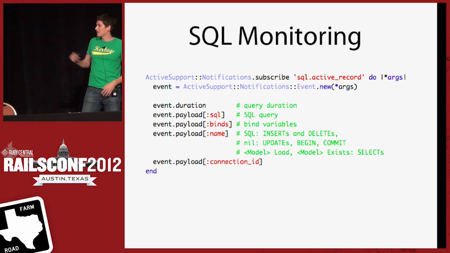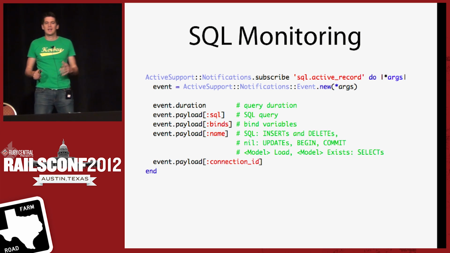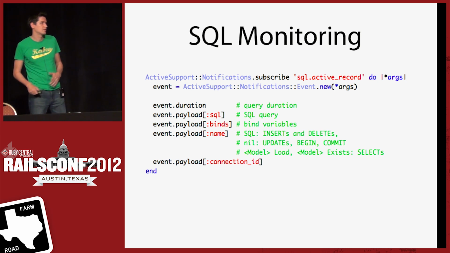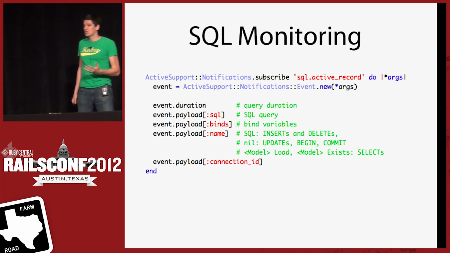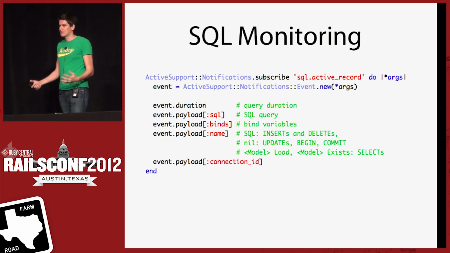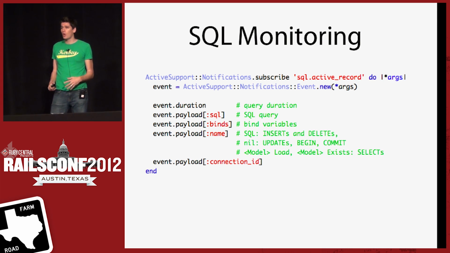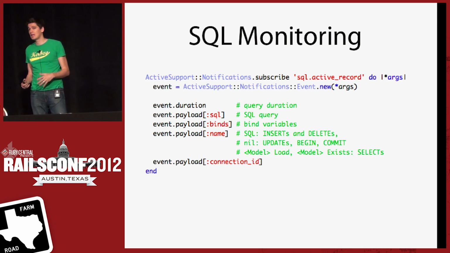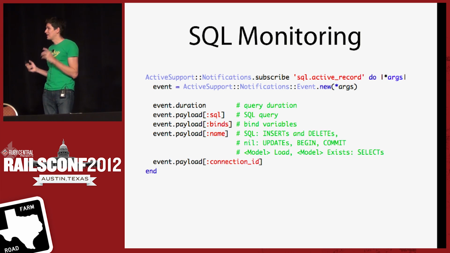So I talked a little bit about this earlier. There's an event that actually gets fired every time ActiveRecord makes any query on the database. It's sql.active_record. A couple of interesting points about this. Obviously, you're going to get the duration. You're going to get that with any of these events where you have code executing inside. You're going to get the whole query. If you're using a database that has binding parameters, you're going to get those too. And then there's this name argument.